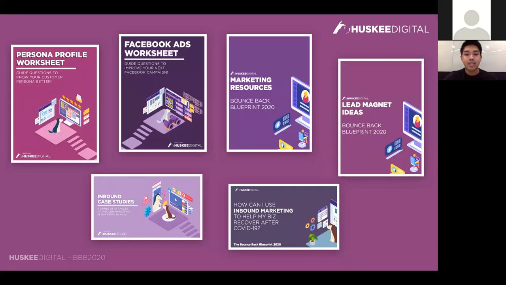This is what you're going to be getting in the blueprint. It's a set of 6 resources. The first one is a customer profile. The second is a Facebook ads targeting worksheet. The third is a set of marketing resources that we recommend to our clients and to other people. Fourth is a set of lead magnet ideas. Fifth is our favorite inbound marketing case studies. And last is the presentation that we had when we first launched the campaign a month ago.